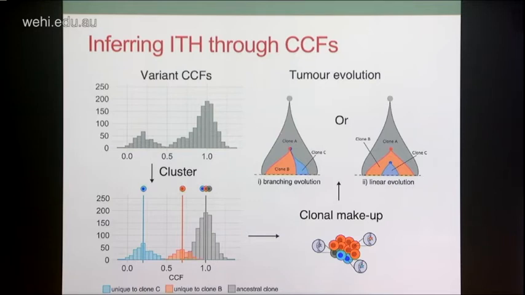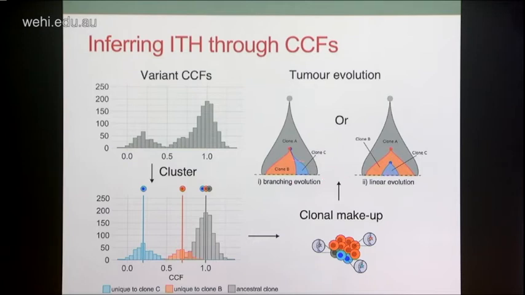Here we've got our CCF distribution. Here we've been able to cluster it and find the CCF means for each of them. Then we can find out the clonal makeup. So we can say, all right, this is 70% clone B, 20% clone C, and then the rest are at CCF 1. So these are your clonal population, and all of the cells contain variants from this population because it's the ancestral population.